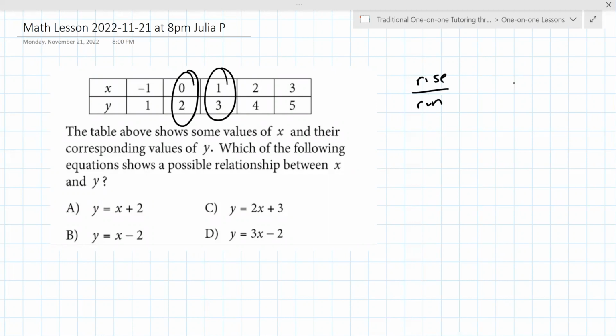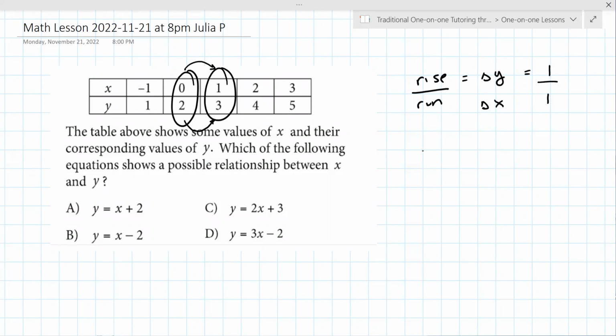Rise over run. Rise is really the change in y. How much does y go up by from 2 to 3? 1. And then how much does x go up by from 0 to 1? 1. So this slope is 1.